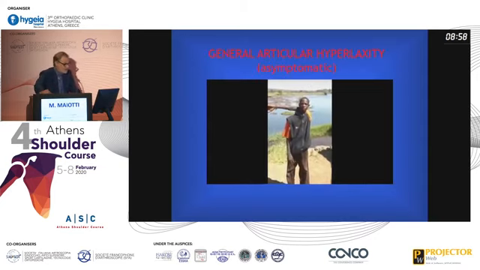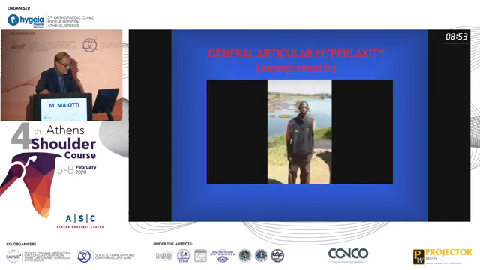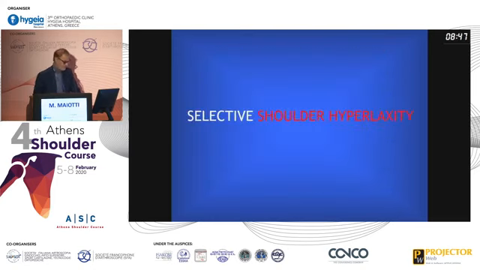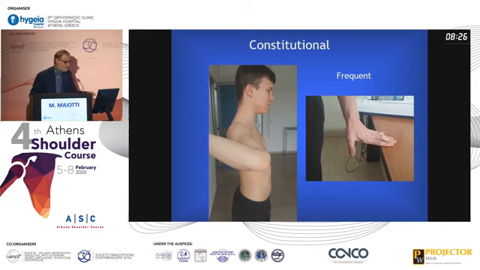Now let's talk about hyperlaxity. This is a guy that has a general hyperlaxity, but is asymptomatic. No pain, no dislocation. Then we think that, as Professor Castagna explained in a wonderful way, you have to make a good diagnosis. We think that it's a selective shoulder hyperlaxity in the family of the hyperlaxity, and it is acquired hyperlaxity for contact sports, or constitutional hyperlaxity, and this is very frequent, just on the shoulders, and it's bilateral.